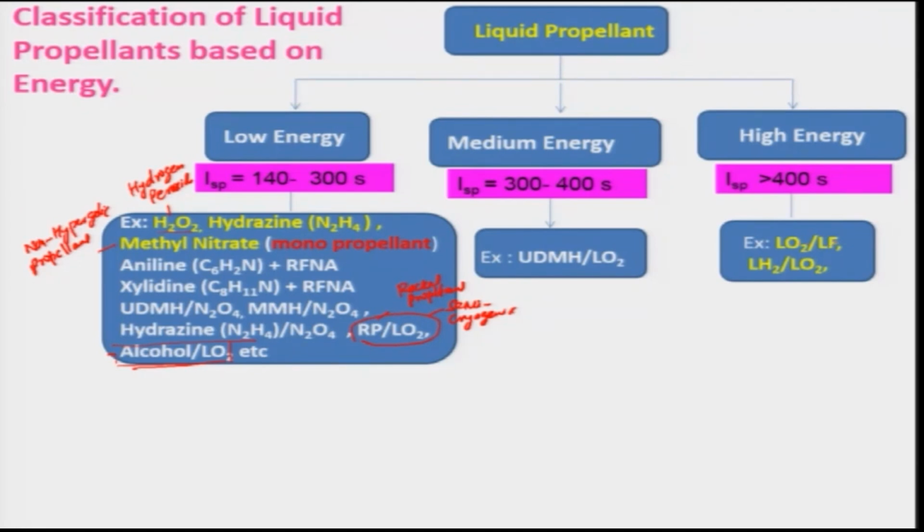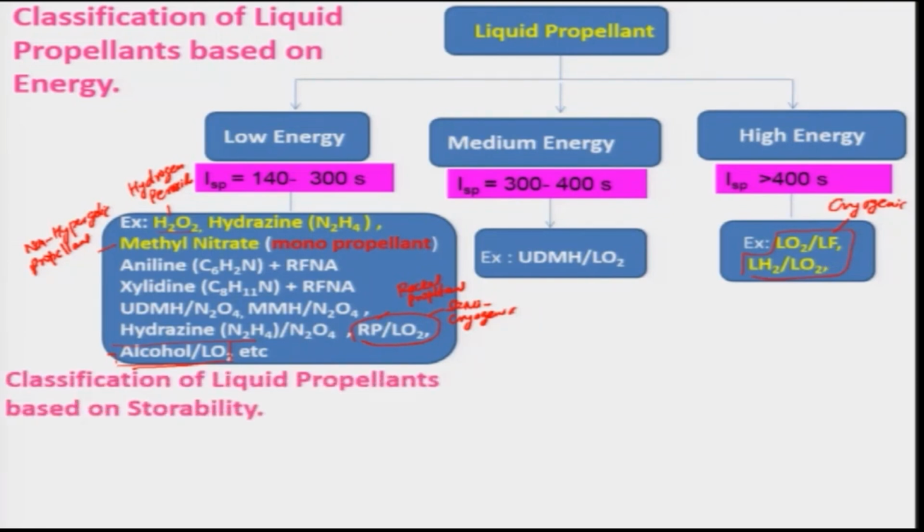This is a very interesting case. You should keep in mind that liquid oxygen is acting as an oxidizer, and liquid hydrogen and liquid oxygen are widely used propellants. These are all basically cryogenic propellants, and liquid hydrogen and liquid oxygen can provide a specific impulse of around 450 seconds.